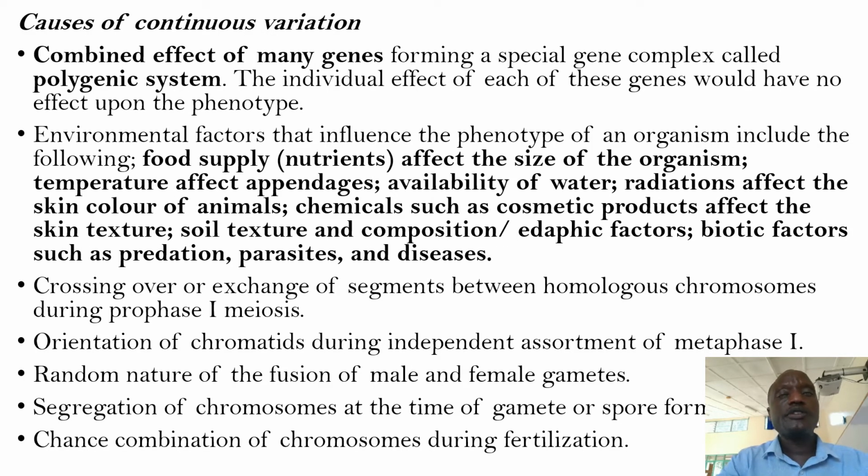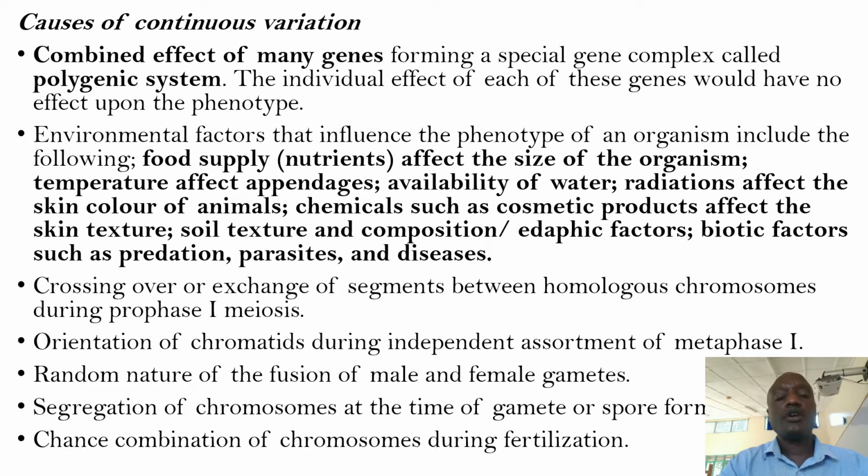We are moving to the causes of continuous variation. Here you can ask yourselves, what causes continuous variation in a population? The cause number one here is what we call the combined effect of many genes, which forms a polygenic system. So what does it mean? The individual effect of each of these genes would have no effect upon the phenotype. So if an individual organism has so many genes, together they could reflect their effect upon the phenotype.